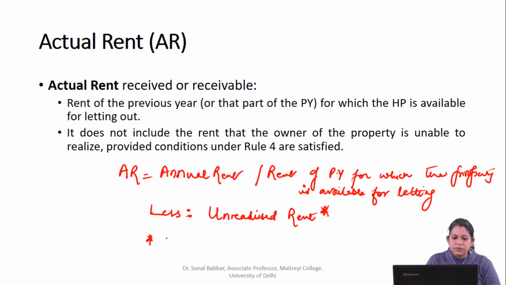So only when the conditions are satisfied will it be allowed to be subtracted. So AR is annual rent, or rent of the previous year for which the property is available for letting, and we subtract unrealized rent from here provided the conditions of Rule 4 are satisfied.